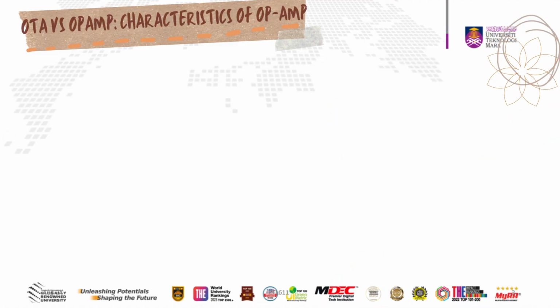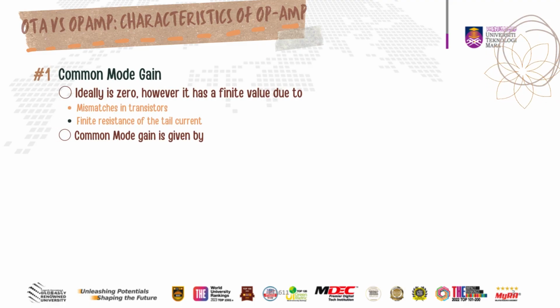In this page, we will discuss the key characteristics of an operational amplifier circuit, specifically focusing on the following aspects: common mode gain, common mode rejection ratio (CMRR), and power supply rejection ratio (PSRR). The first one is common mode gain. Ideally, the common mode gain of an op-amp should be zero, but due to mismatches in transistors and finite resistance of the tail current, it has a finite value.